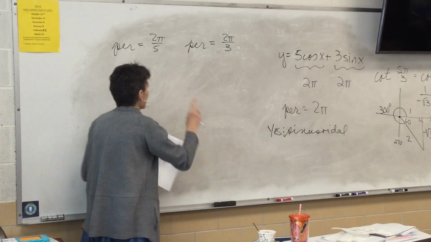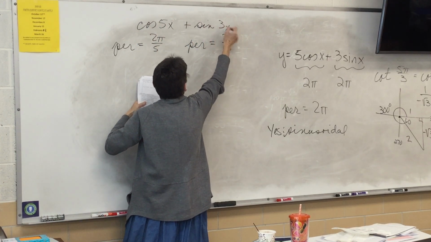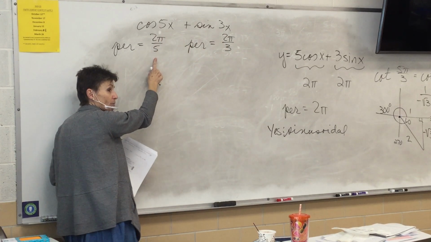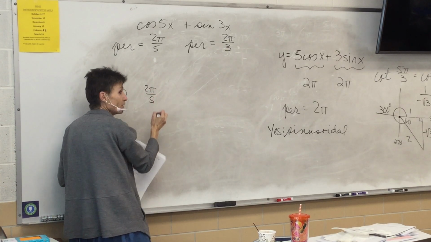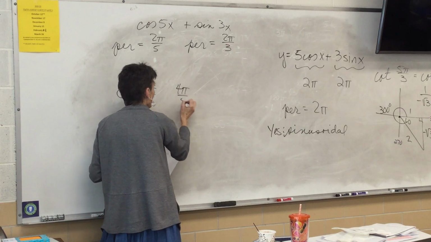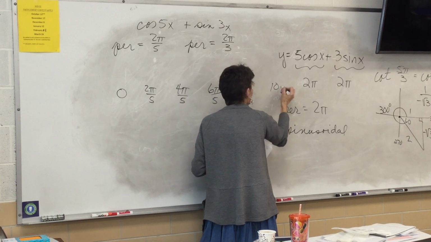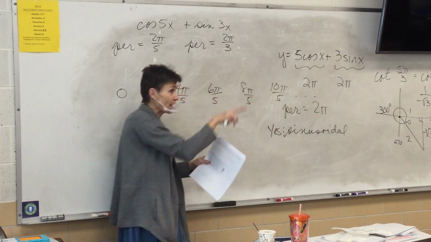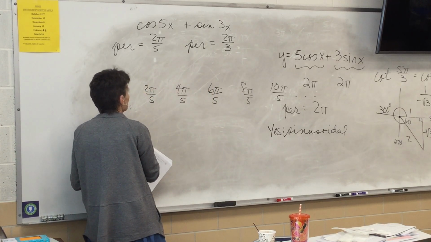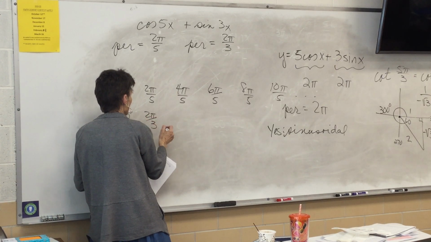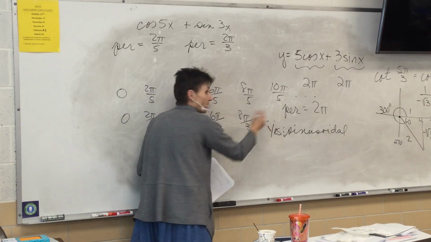Now I want you to think about this for a second. I am adding these two things together. This one repeats every 2 pi over 5. So assuming I'm starting at 0, it's going to start repeating at 2 pi over 5. Then it'll repeat again at 4 pi over 5, 6 pi over 5, 8 pi over 5, 10 pi over 5, and so on. Would you agree with that? That's how it repeats when you draw it. This one, on the other hand, 2 pi over 3, 4 pi over 3, 6 pi over 3, 8 pi over 3, and so on, right?